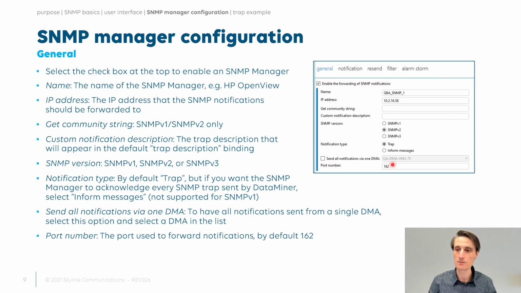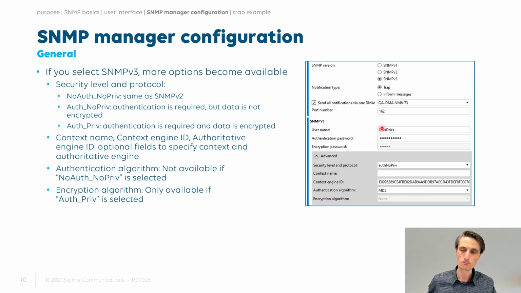That is sometimes interesting, although you do, of course, create a single point of failure. If that chosen DataMiner agent goes down, not a single alarm is sent to the other system anymore. So it's not a recommended option, but sometimes needed. The port number is by default 162, so you can change that if you would like to do so.